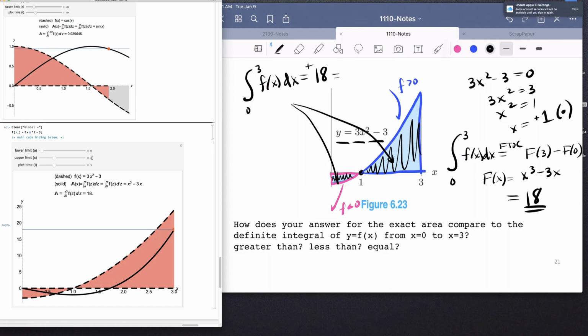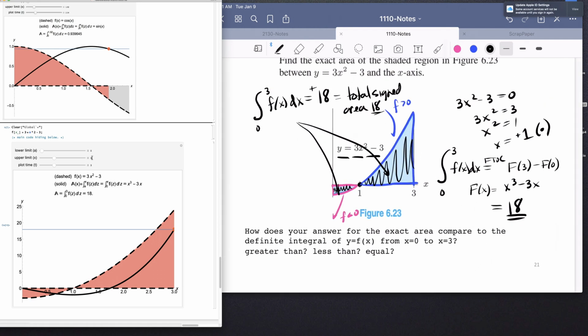That means there is a total signed area of 18. But we know that this region has a part above the axis and a part below the axis, so there is a positive and a negative area. So if we look at the definite integral from 0 to 1 of f of x dx, this should have a negative signed area. So the answer is going to be negative some number.